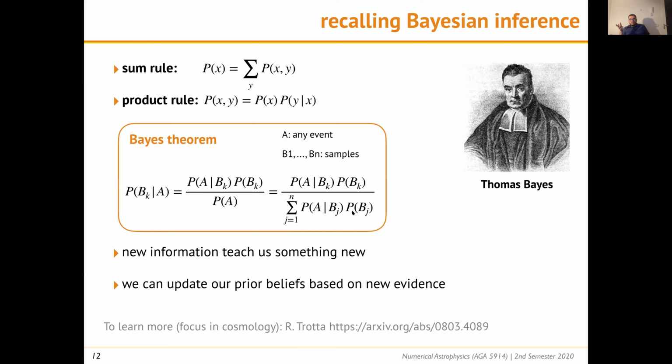But why is this interesting and why is this important? This equation, Bayes theorem, really changed everything. It changed the world in some sense. Nowadays, this is the core of things like machine learning, for example, for fitting data, for comparing models. So which model should we accept, which model should we reject, and so on. Bayes theorem tells us that any new piece of information can teach us something new. And it also tells us that we can update our prior beliefs based on any new evidence that we have.